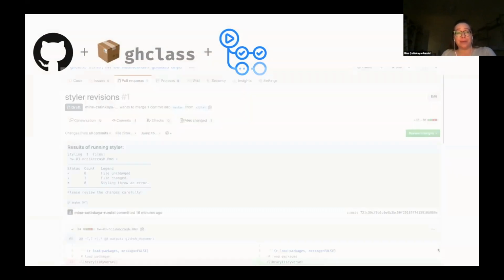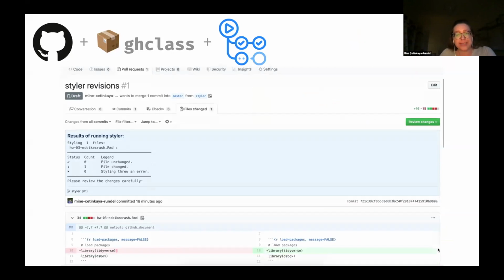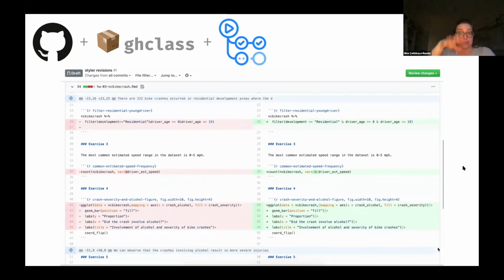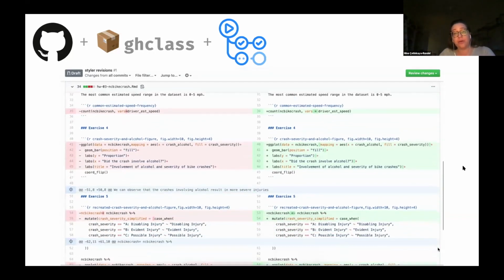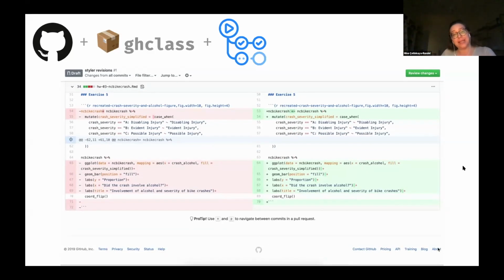So I'll give you one example of doing styling. So here you can see the red side is what the student wrote, and this is a real example, and the green side is what the styler code is telling them these are things I want to change, for example. And so this takes me no time to give them this sort of feedback, and they can actually go and make these corrections until the styler is not doing any further corrections for them.